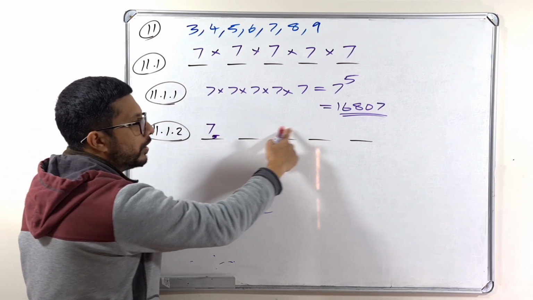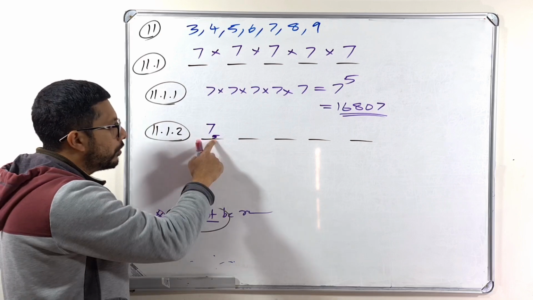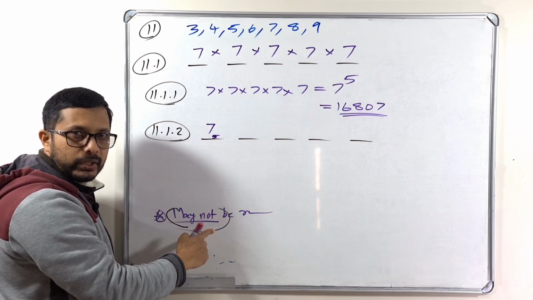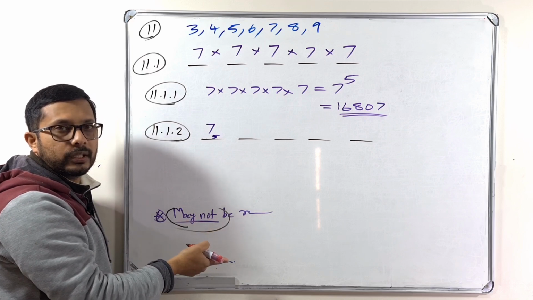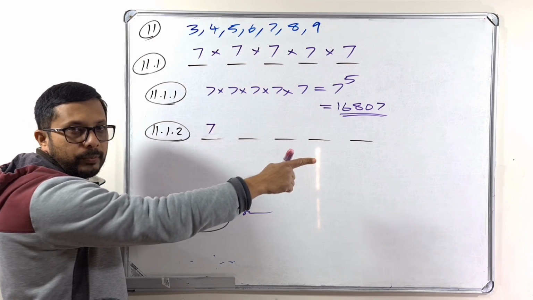So here I can't write 5 again. Do you understand? Because 5 I already chose here. May not be repeated. It is not allowed to repeat. So that means 5 is out from the remaining things.